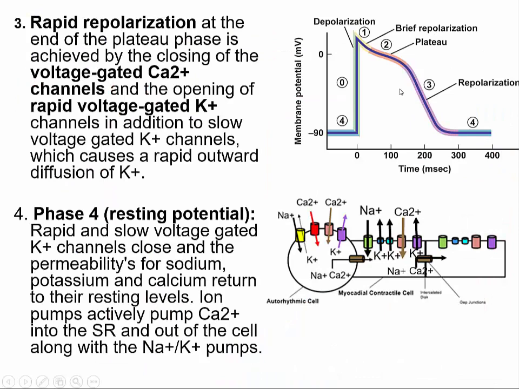In phase 3, you have this rapid repolarization at the end of the plateau phase. And this is achieved by the closing of voltage-gated calcium channels and the opening of rapid voltage-gated potassium channels. In addition to the slow voltage-gated potassium channels that are also open, this is going to cause that repolarization, and you'll come back to the resting membrane potential. At number 4, this is the resting potential. Those rapid and slow voltage-gated potassium channels close, and the permeabilities for sodium, potassium, and calcium return to resting levels. Ion pumps are going to actively pump calcium into the sarcoplasmic reticulum and out of the cell, along with the sodium-potassium pumps. That's this right here.